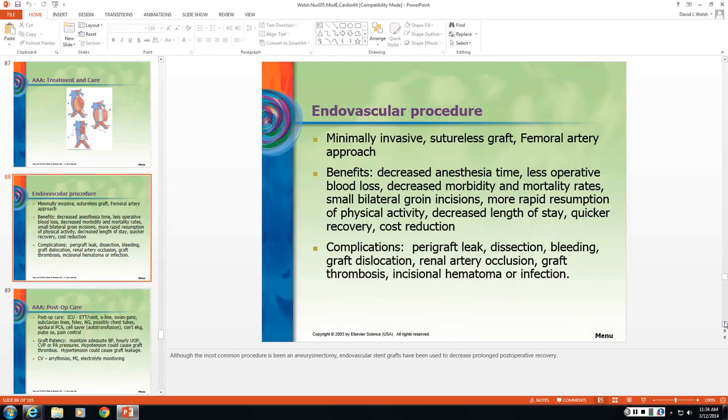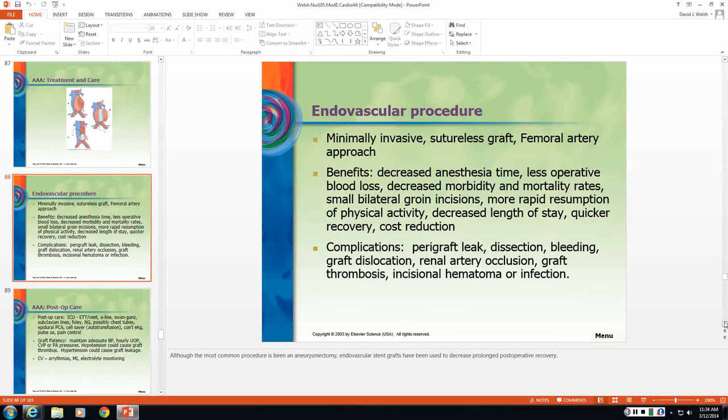Now, endovascular procedure is minimally invasive. It's a sutureless graft done through the femoral artery. The benefits are decreased anesthesia time, less operative blood loss, decreased morbidity and mortality rates, small bilateral groin incisions, more rapid resumption of physical activity. They also have a decreased length of stay and quicker recovery time, and the cost reduction also.